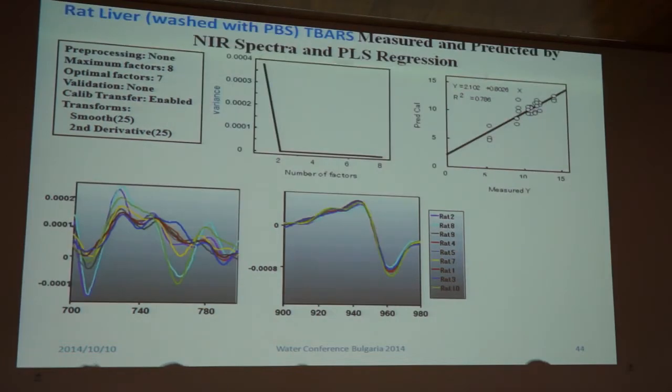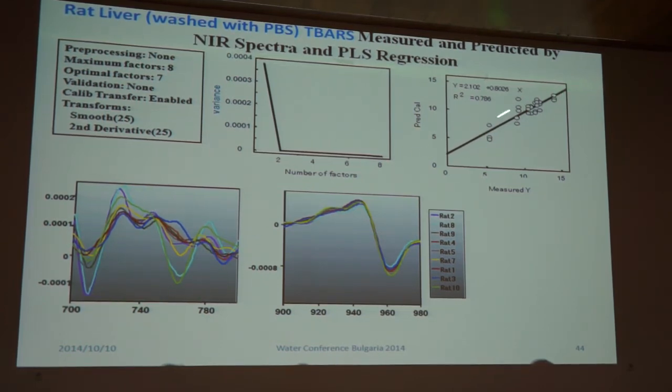Another example is the rat liver. So we got this, but you could see how the spectra is changing with different levels of T-bars of oxidation. And this is the second overtone. This is another region. This is a second, and 740 is the third overtone. This 960 is the second overtone of the water. Water and water.